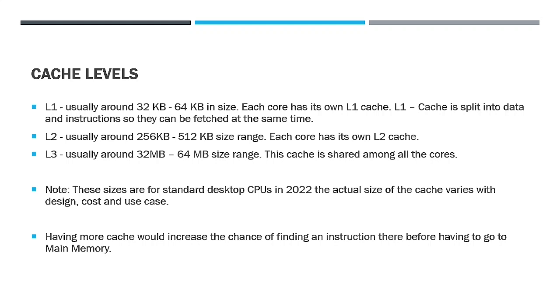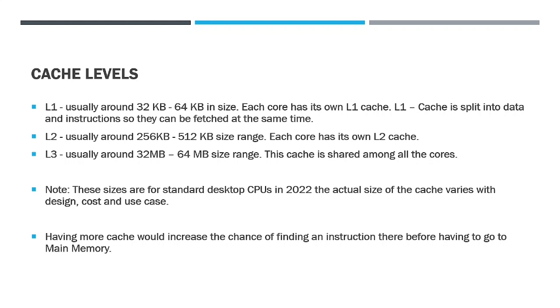The point of this is that you can fetch data and instructions at the same time, so it's faster. Level 2 is a large amount of cache, but is slower. It's normally around 256 to 512, but obviously this is just desktop CPUs. Big servers might have more. Each core has its own level 2 cache, so if there are 4 cores, there are 4 level 2 caches.